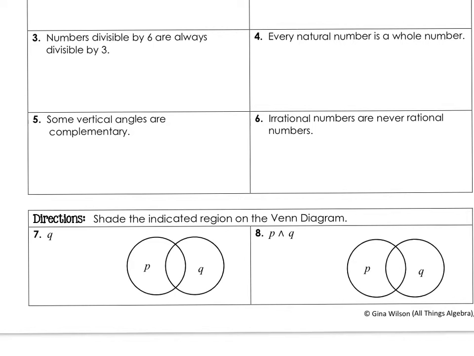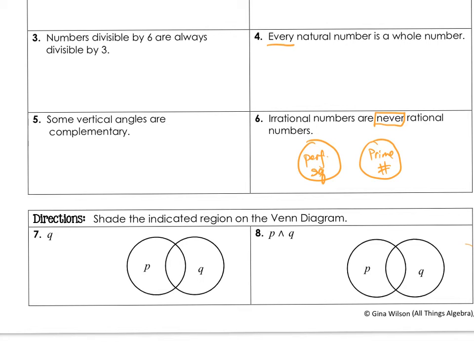Let's look at number 6 first. It says irrational numbers are never rational numbers. So when we have this strong language to negate everything, my best guess is to draw two circles that never intersect with each other, one for irrational numbers and the other for rational numbers, and this demonstrates that these two circles don't ever overlap, right?